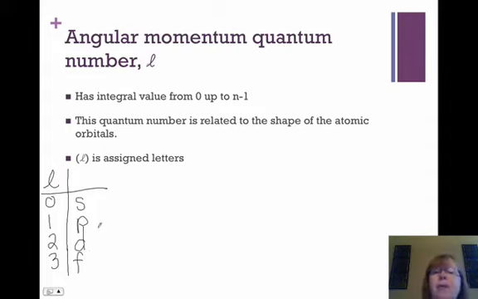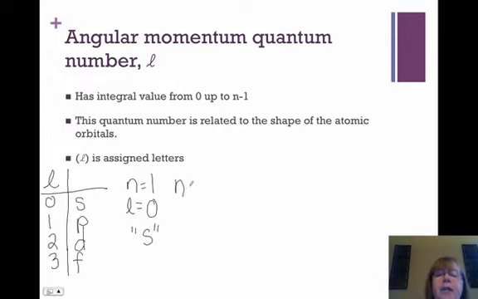Now, remember that the value of L is going to depend on what energy level you're in. So let's start and say that we're at n equal to 1, the lowest energy level. What are my possibilities for the values of L? Well, L can always be 0, and in this case, that's all L can possibly be. The upper limit is n minus 1, which for n equal to 1 is 0. And so if we're in energy level 1, we'll only have one sublevel, and that's going to be an s.